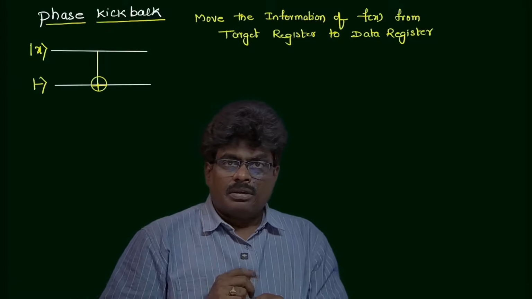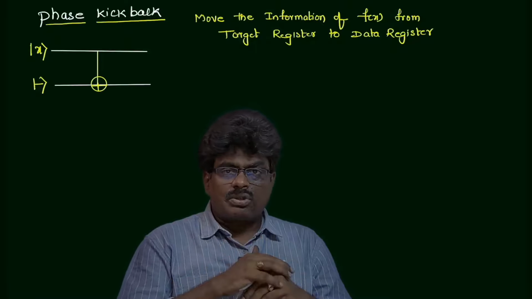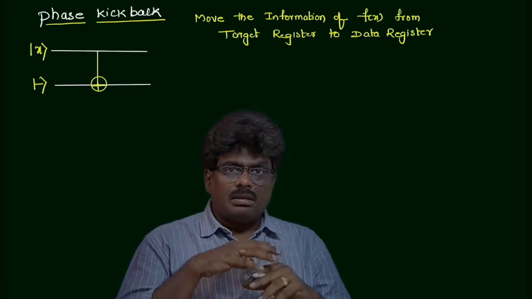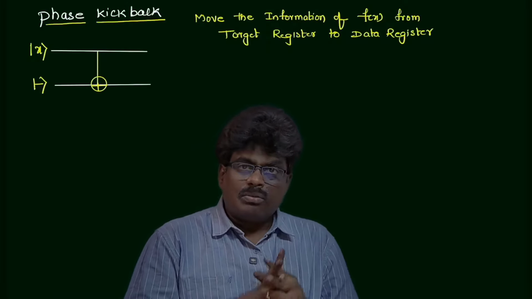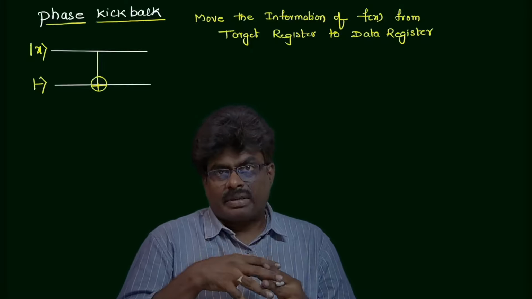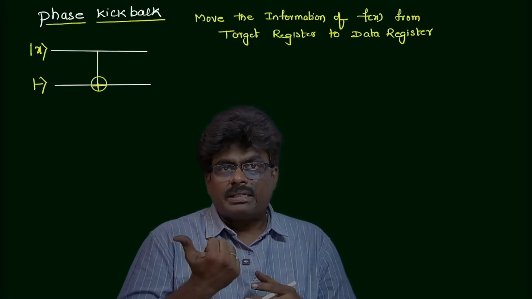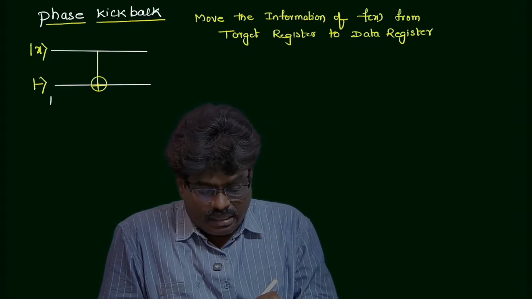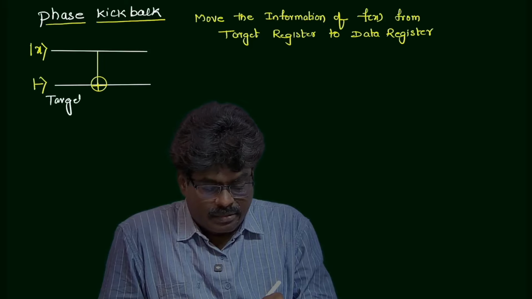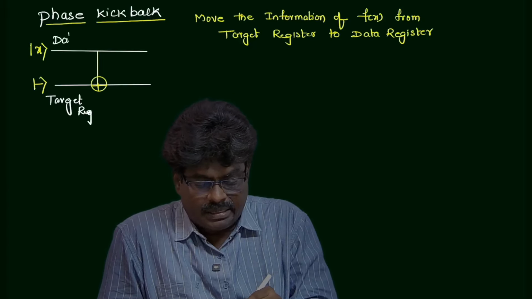Right. So let us discuss phase kickback. This is another most important feature. What is this phase kickback? It moves the information of f of x, some unknown function, from the target register to the data register. So here this is the target register, and this is the data register.